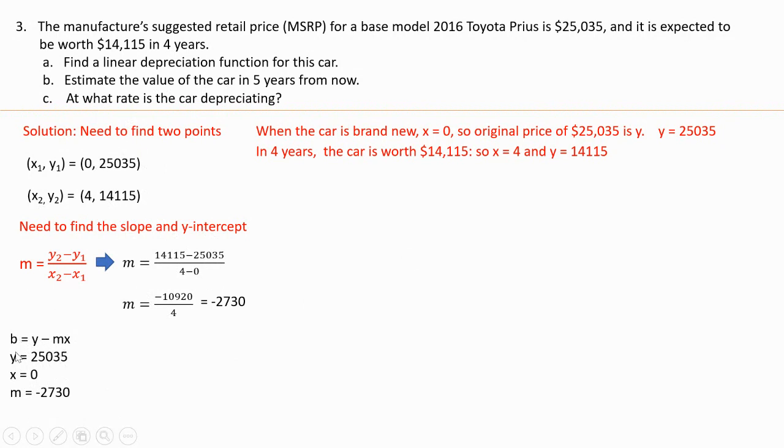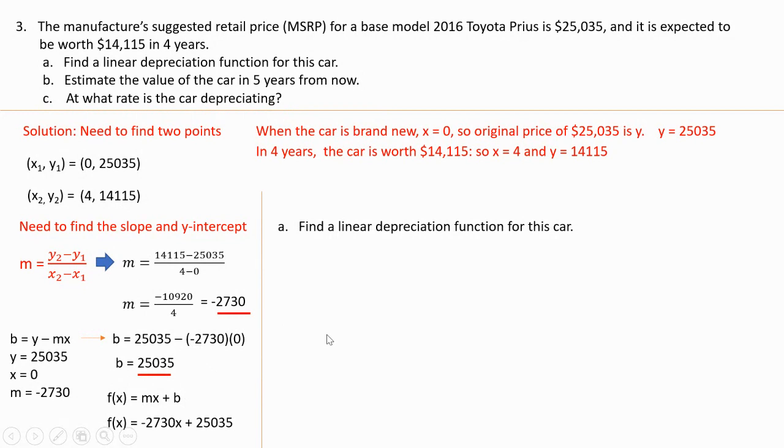Okay, let me work it out so I can show you why that's my b. So b equals y, which is 25,035 from the first point, minus my slope, which is m, times my x, which is 0. So this will give us 0. So b will be 25,035. That's my b. So my equation is, right, that's my slope, my m, this is my b. We plug them in, and that's my equation. So that's the answer for A. Okay.